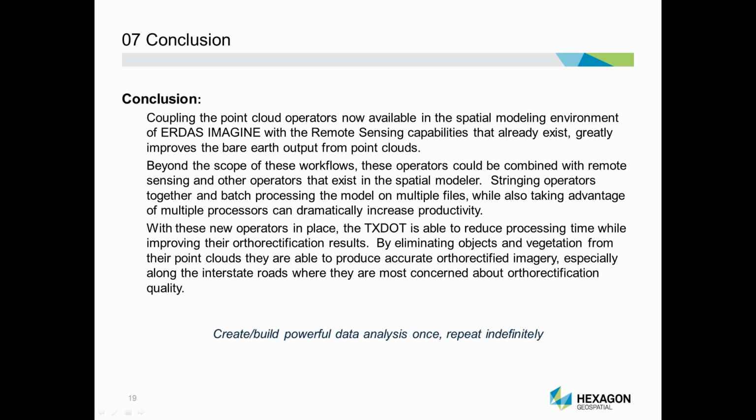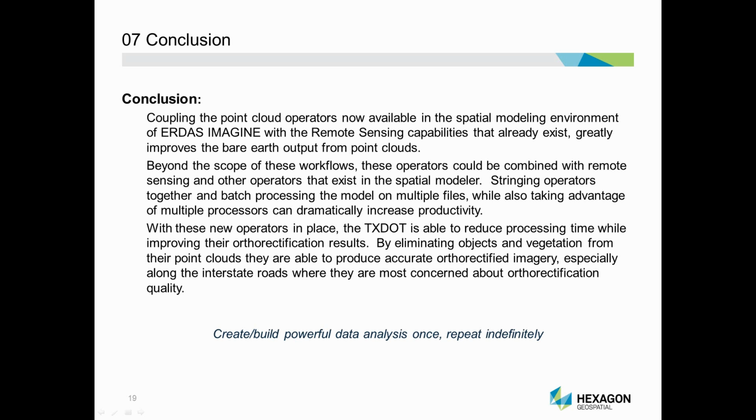With these new operators in place, the Texas Department of Transportation is able to reduce processing time while improving their orthorectification results. By eliminating objects and vegetation from the point clouds, they are able to produce accurate orthorectified imagery, especially along the interstate roads where they are most concerned about orthorectification quality. So again, bottom line here is create and build a powerful data analysis once, and then repeat indefinitely. Loop it through a spatial modeling environment across multiple machines to increase your return on investment.